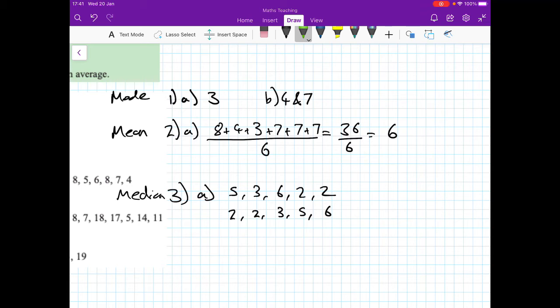And then we look at it very carefully. Which one's the middle number? Well, maybe we can start by crossing numbers out from either end, and we get left with 3 as our middle number. So in this case, the median is equal to 3.